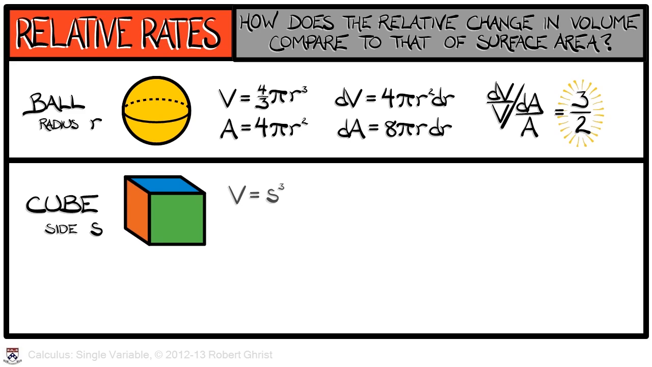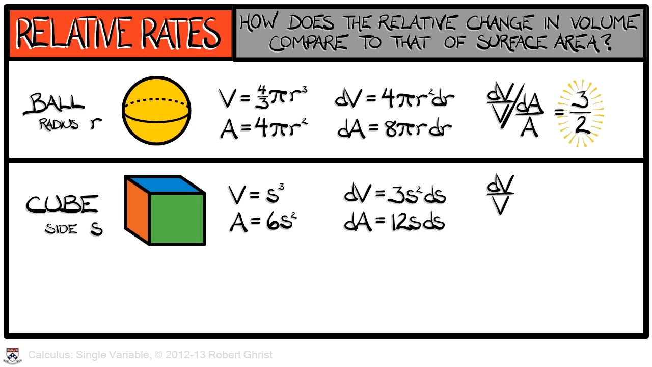Let's take a cube of side length s. The volume of that cube is s cubed. When we differentiate, we get dV equals 3s squared ds. The surface area is 6s squared. Differentiating yields dA equals 12s ds.